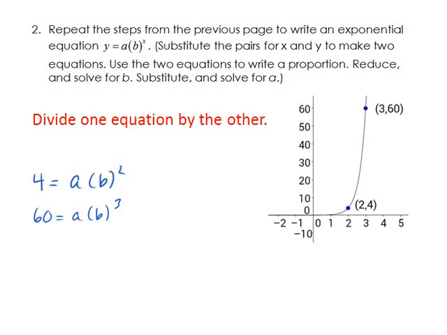So if I divide one equation by the other, I always write the equation with the greater exponent on the top. So I'll have 60 on the top of the 4, and a times b to the third above the a b squared. This will help me avoid having negative exponents when I do the next step.